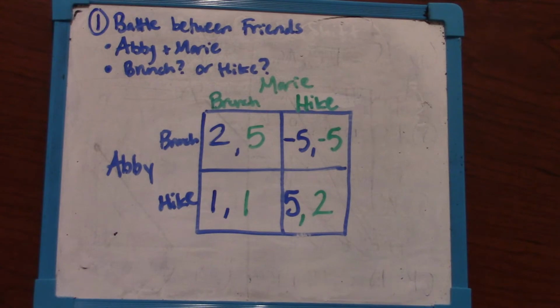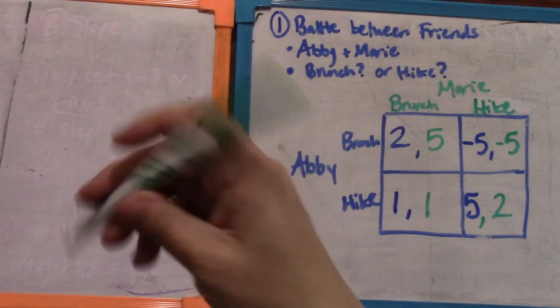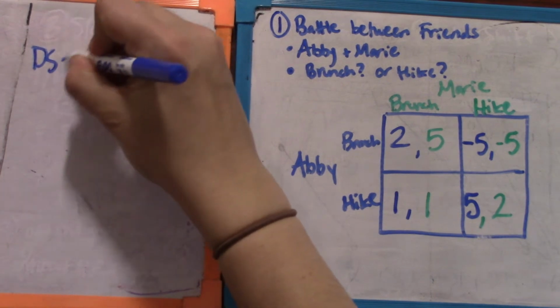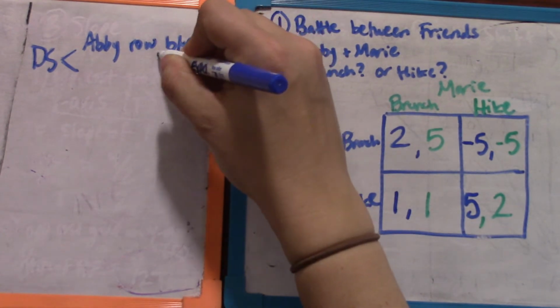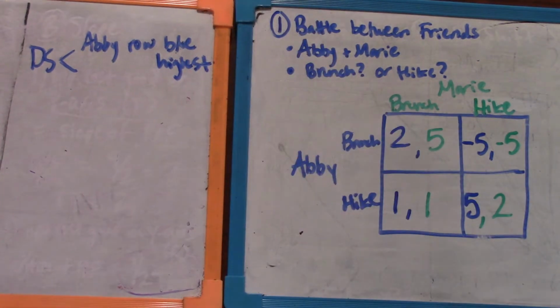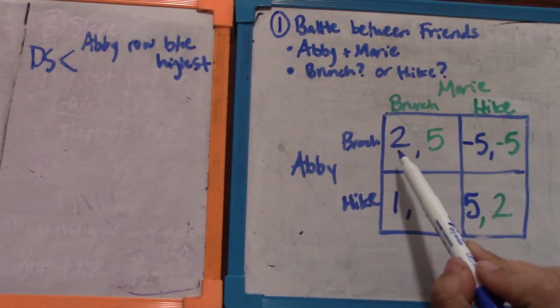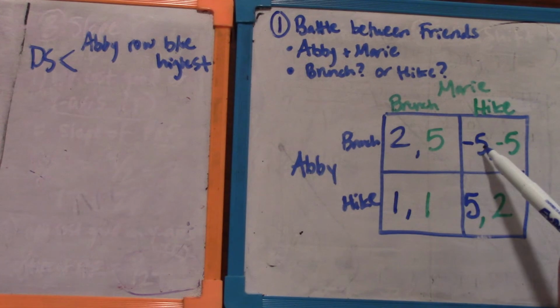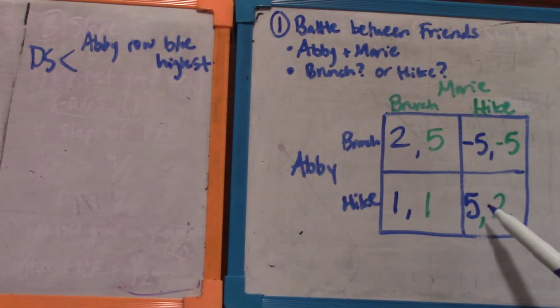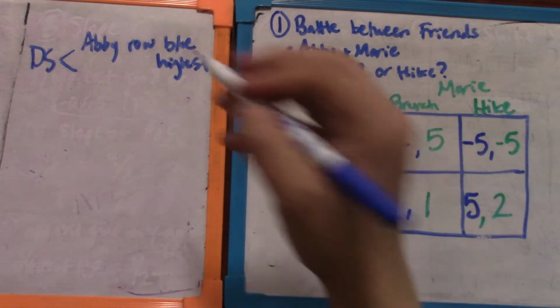So first thing that we're going to do is check for dominant strategies. What a dominant strategy will look like in this game for Abby is a row where the blue is always higher. Does she have a row where the blue payout is higher in every column? So for example, in the column of brunch, Abby going to brunch is beating hiking. 2 is better than 1, but -5 is worse than 5. So there's no row where Abby is always better off, because what she's better off doing depends on what Marie does. So there's no dominant strategy.